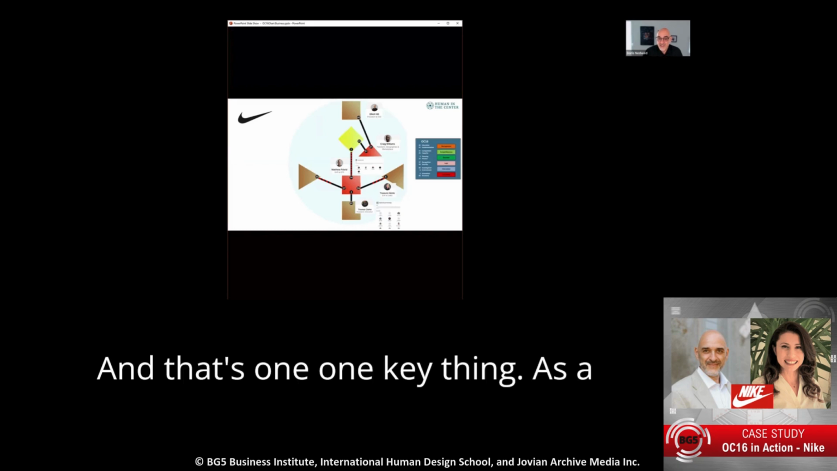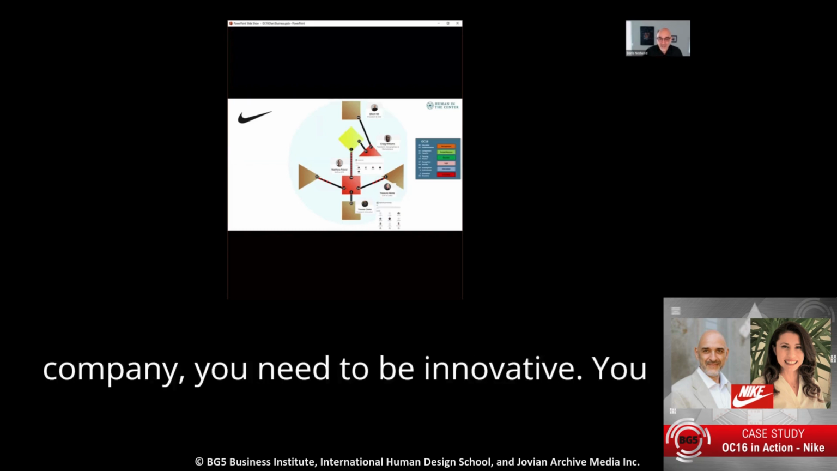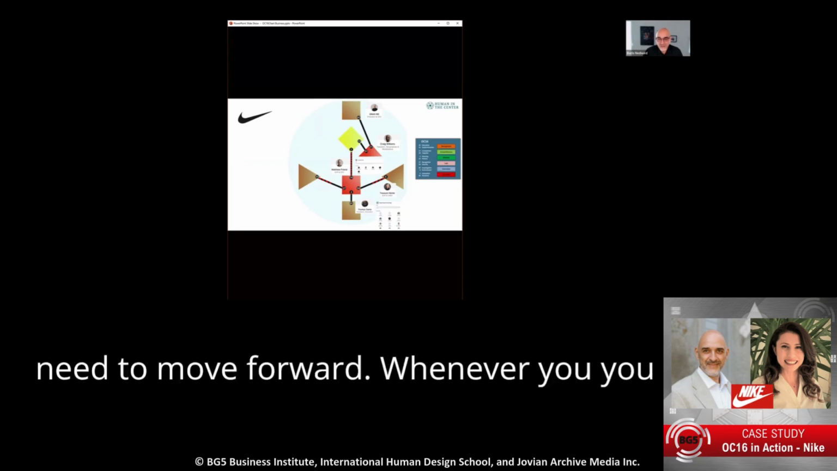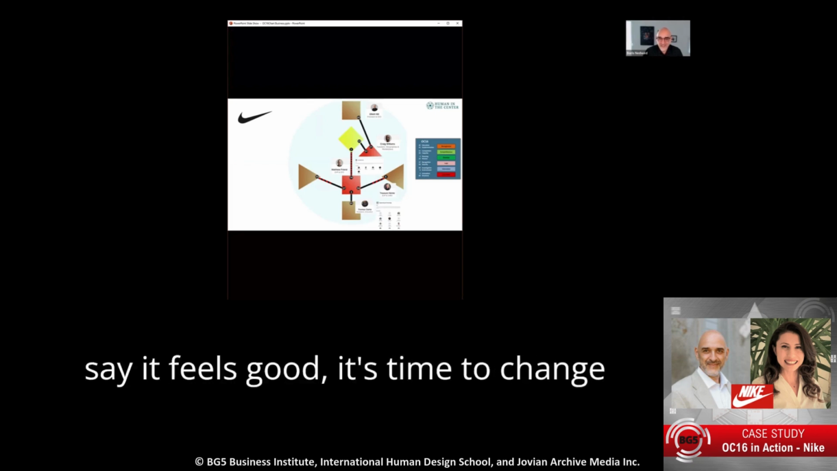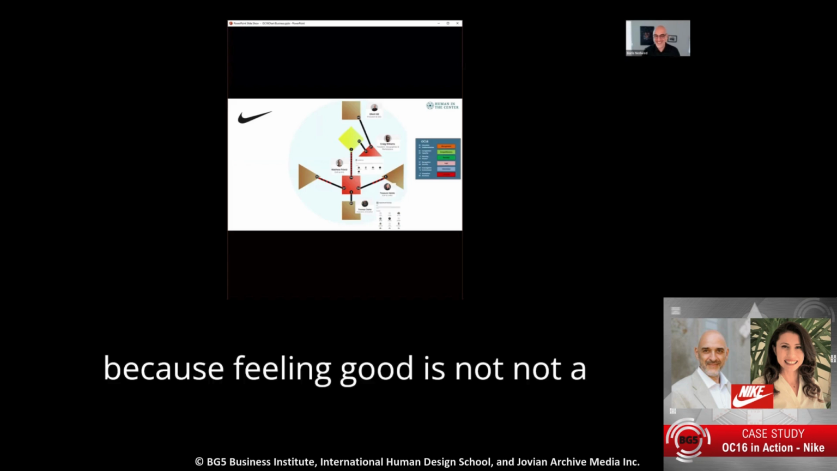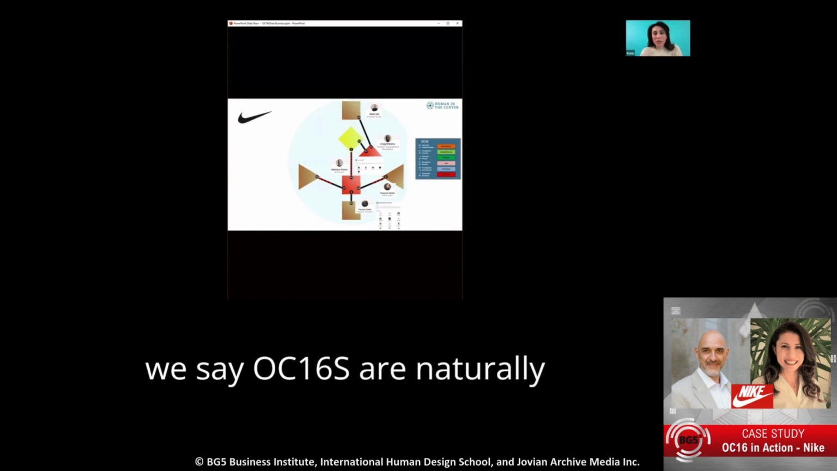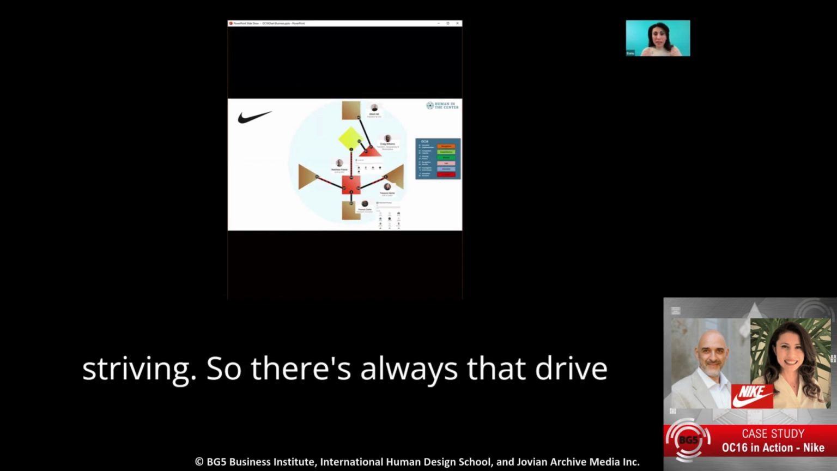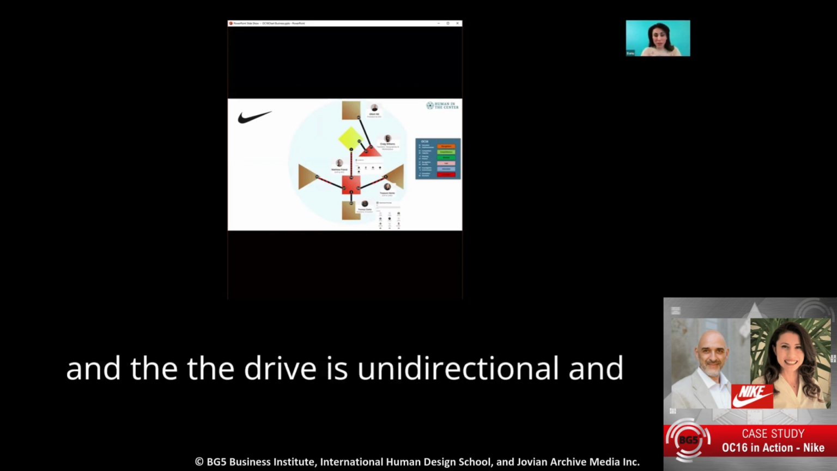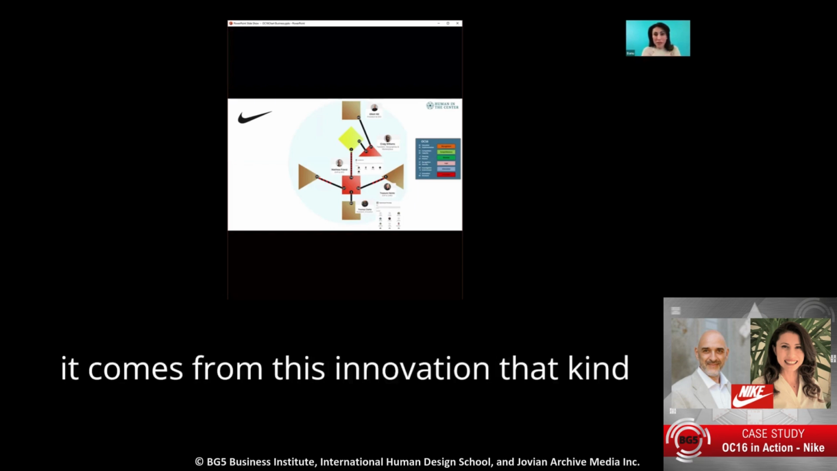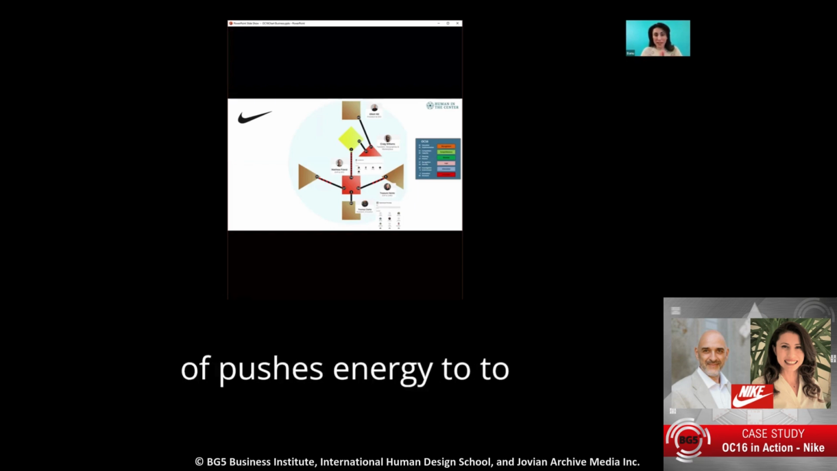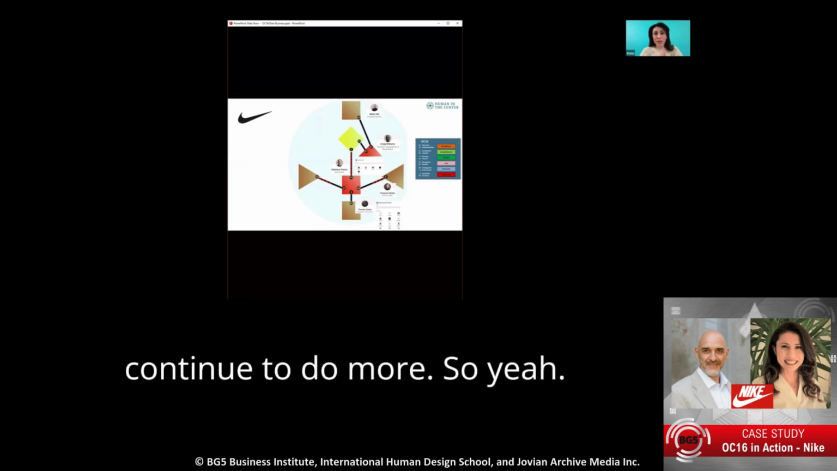And that's one key thing. As a company, you need to be innovative. You need to move forward. Whenever you say, it feels good, it's time to change because feeling good is not a state where you want to be. And we say OC16s are naturally striving. So there's always that drive, and the drive is unidirectional, and it comes from this innovation that kind of pushes energy to continue to do more. So, exactly. Yeah.